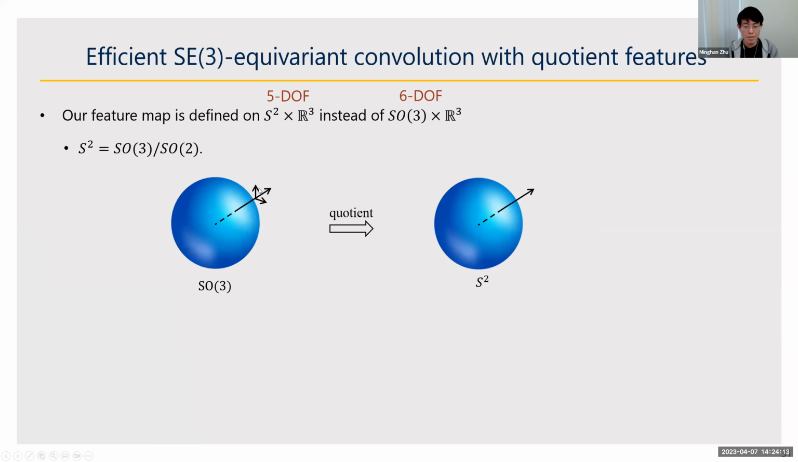Now by removing 1 degree, that is the rotation around this axis, we go from 6 degrees of freedom to 5 degrees of freedom. So this is a smaller space. That's why we say the sphere is a quotient space of SO3 over SO2.